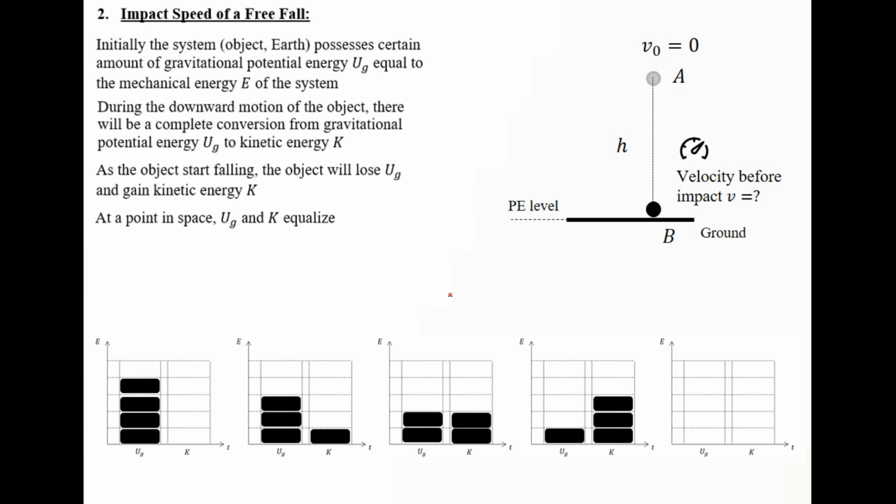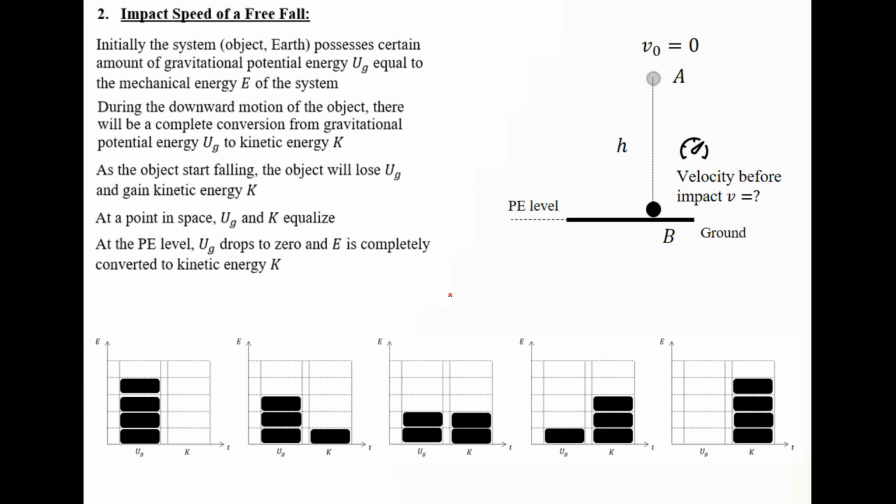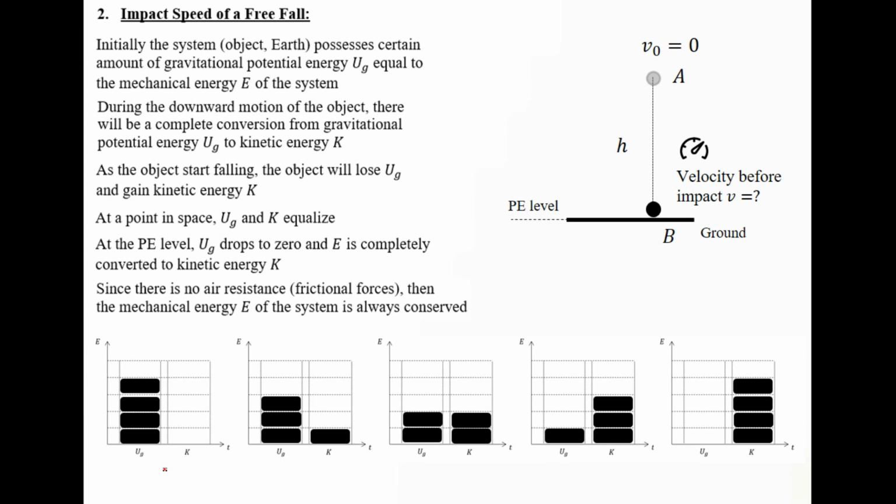After that, the kinetic energy continues to increase. At the PE level, UG drops to 0 and E is completely converted to kinetic energy. And as you can notice, for all 5 diagrams we have 4 energy bars, which means that the energy is always conserved. Since there are no resistance or frictional forces, the mechanical energy of the system is always conserved.